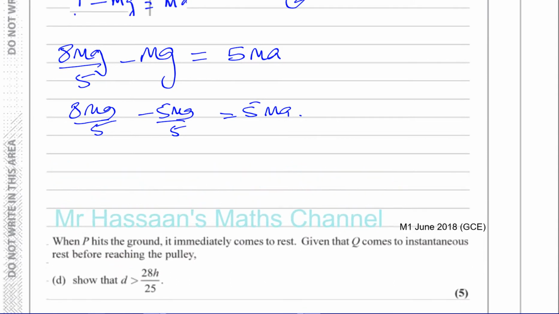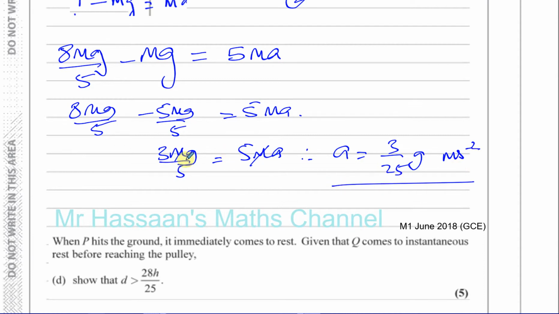Okay, the m's will cancel out, so you're left with a is equal to 3 over 25 g, 3 over 25 g meters per second squared. Okay, 3 over 25, that's right. So there we have the answer to part C.